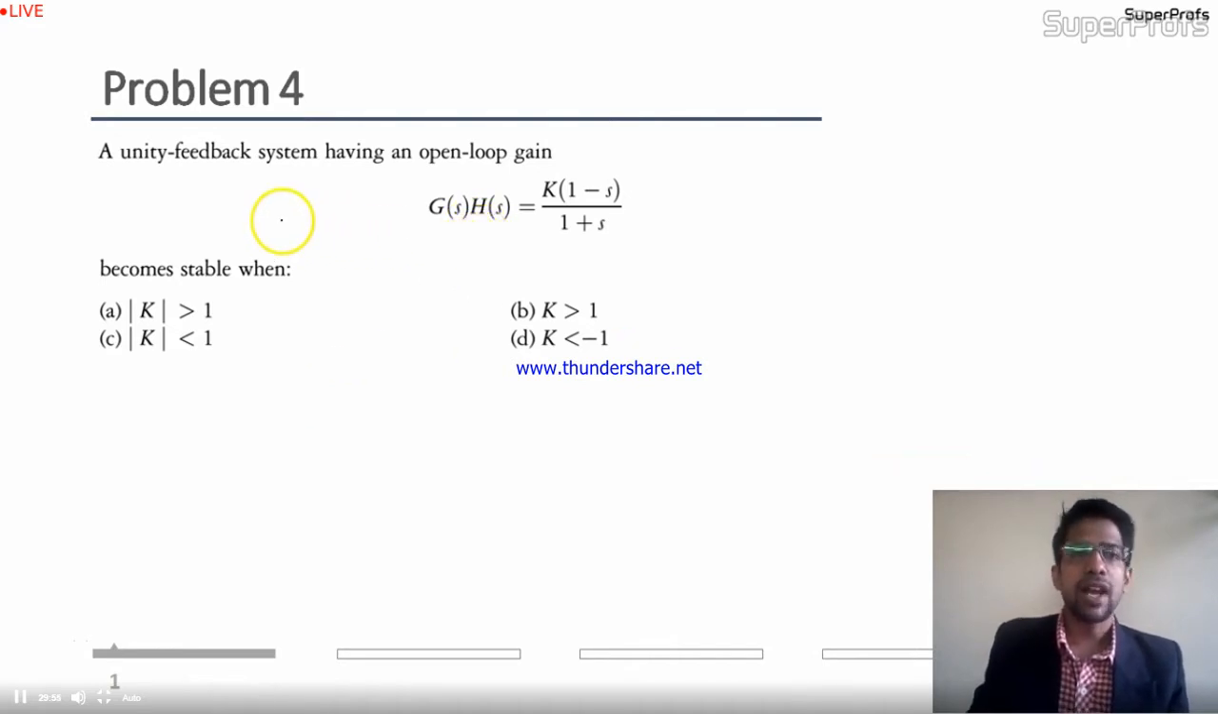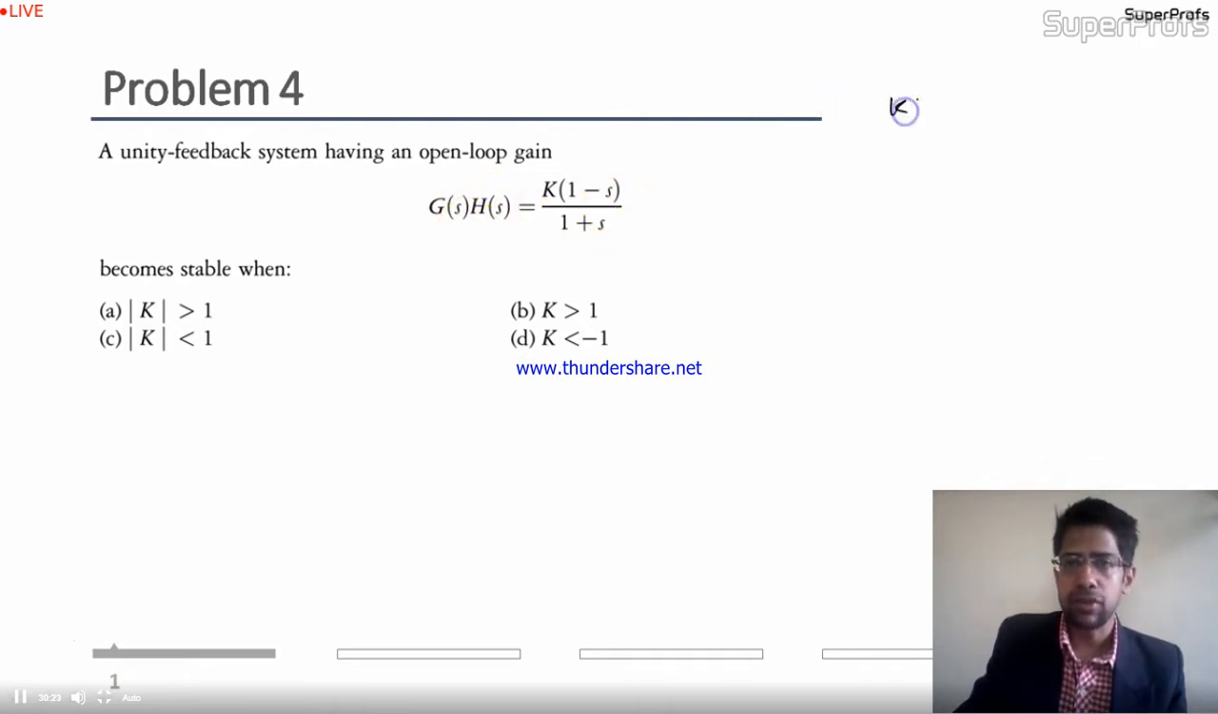So we are given a unity feedback system having an open loop gain as given. Okay, and the system becomes stable when... Now first we need to convert this into a closed loop function and see the closed loop characteristic equation. So we have given G(s) and H(s). You need to find out. So this is unity feedback. So H(s) is 1. This is nothing but G(s).